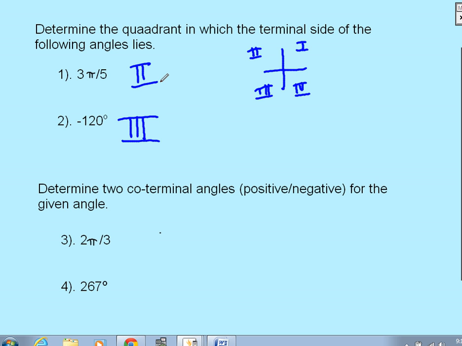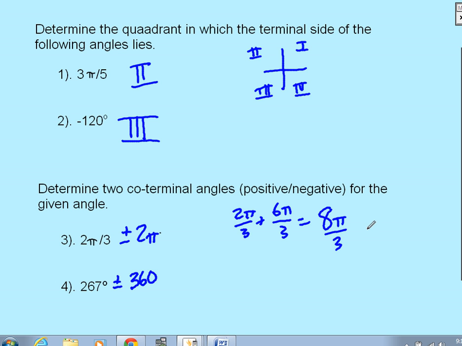Determining two coterminal angles, a positive and a negative. For this, all we need to do is, for a positive and negative, I need to add and subtract 2 pi, or add and subtract 360 degrees. So, when I add 2 pi, I had 2 pi over 3. I'm adding 2 pi, that's the same as adding 6 pi over 3. So I should have 8 pi over 3 as one of them. And if I subtract it instead, it would be negative 4 pi over 3.